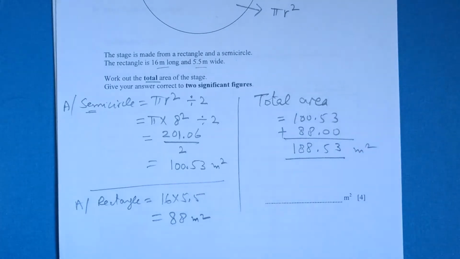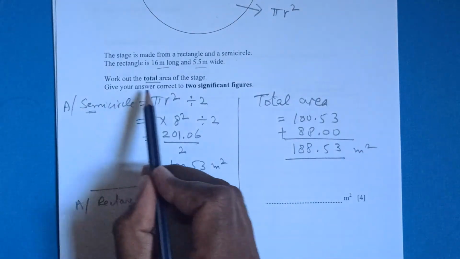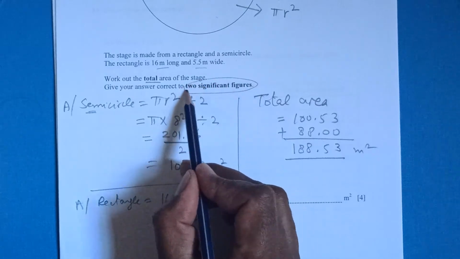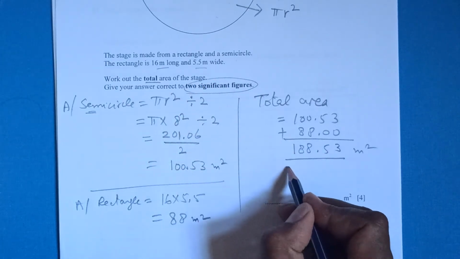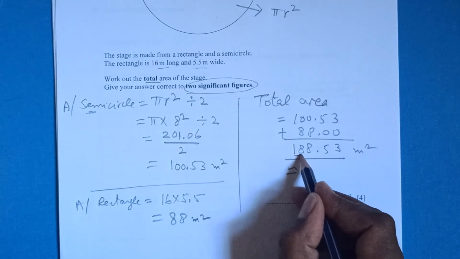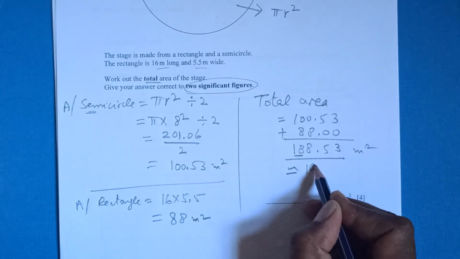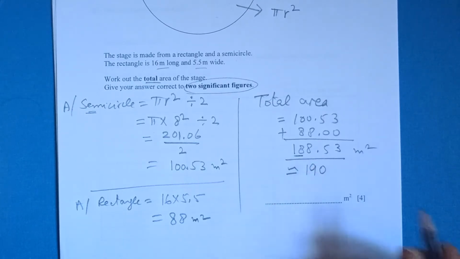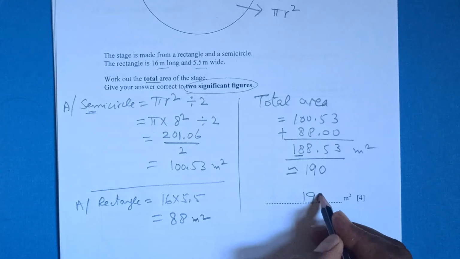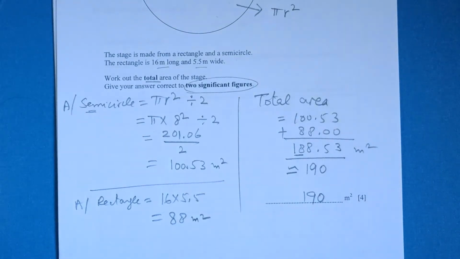188.53 meters squared. But the question says give your answer correct to two significant figures. So we need the answer correct to two significant figures. So these are the digits that will be significant: 190. So the final answer will be 190 meters squared.